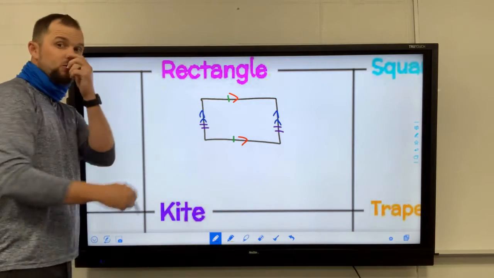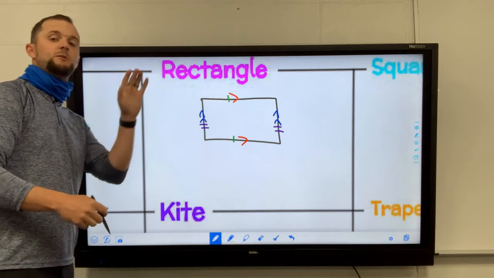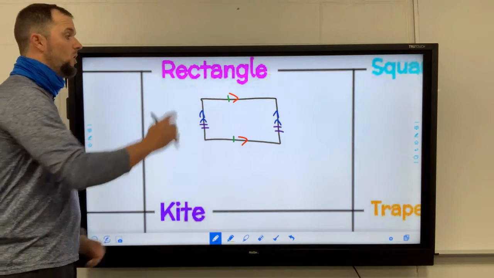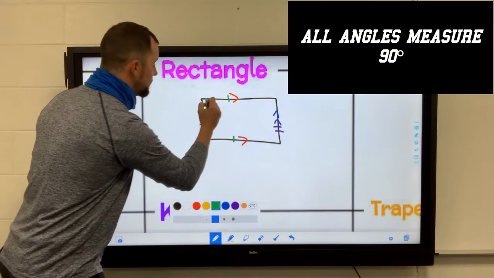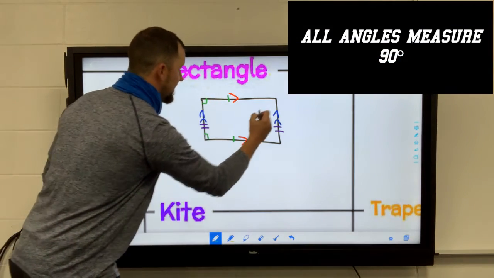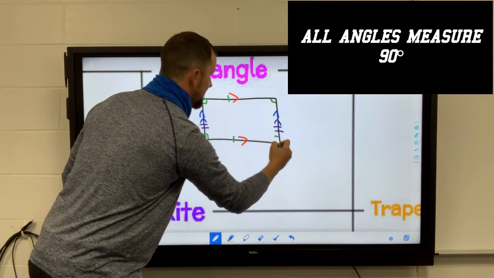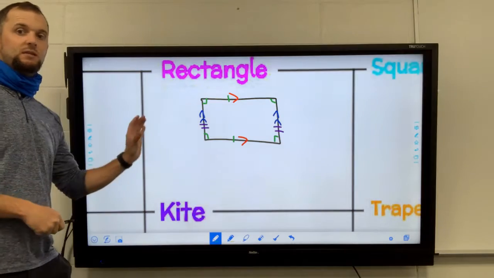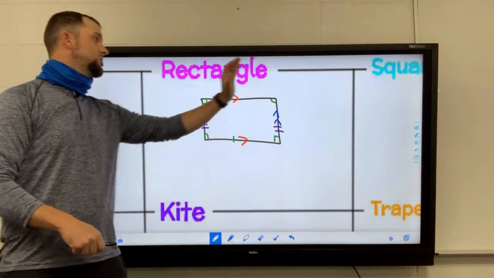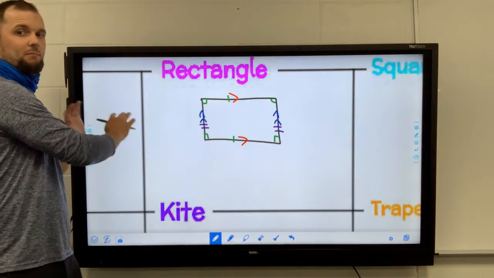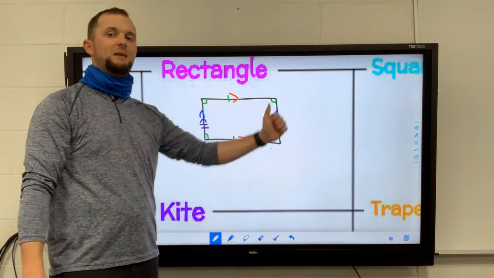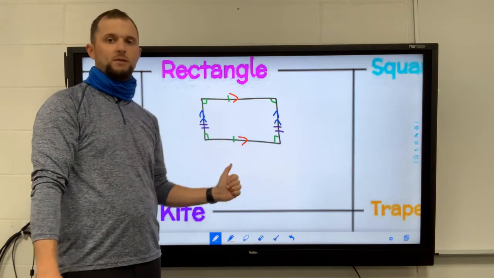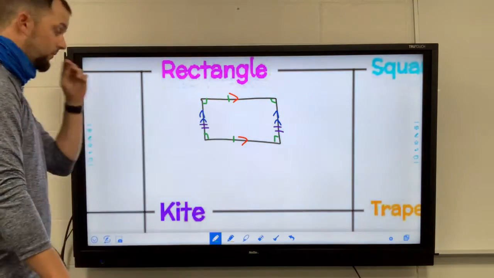The opposite angles are going to be congruent, but the only difference between a parallelogram and a rectangle is that all of the angles are going to be 90 degrees. So 90 degrees, 90 degrees, 90 degrees, and 90 degrees. This is the relationship of a rectangle. Everything is parallelogram, but the only thing is all the angles are 90 degrees. So that's a rectangle. Let's jump over to a square.